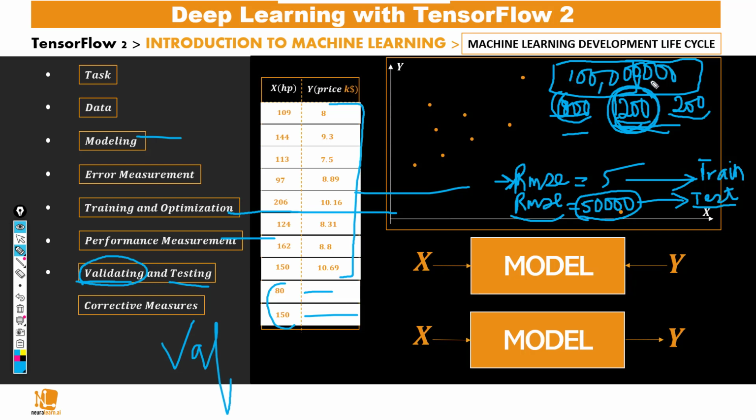But if we have 100 million data points, we could always use 90% here, 5% here, and 5% here. The reason being that since the total data set is very large, getting 5% of a very large number is already quite a huge number of samples. So that is good enough for us to build our validation and testing sets.